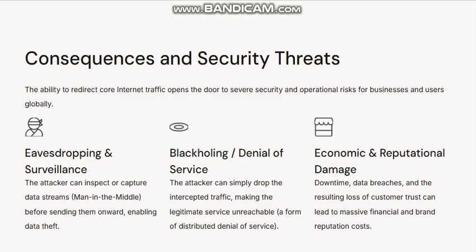So, what are the consequences and security threats? BGP hijacking can cause serious security and operational problems. Attackers can perform man-in-the-middle attacks, where they inspect or capture data before passing it on. They can also black hole traffic, completely dropping it, making the service unreachable. This can lead to downtime, data breaches, financial loss, and major damage to the organization's reputation.